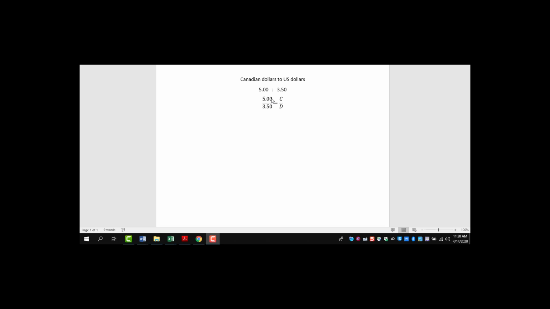So I have 5 Canadian dollars is to 350 US dollars, as Canadian dollars is to US dollars, using C and D, obviously. So now I'm going to cross multiply, and then I can solve for either one. So if we cross multiply, I'm going to get 5D equals 350C. Now I can solve this for D by dividing by 5, or I could solve this for C by dividing by 3.5. I'm going to do both just to show you.